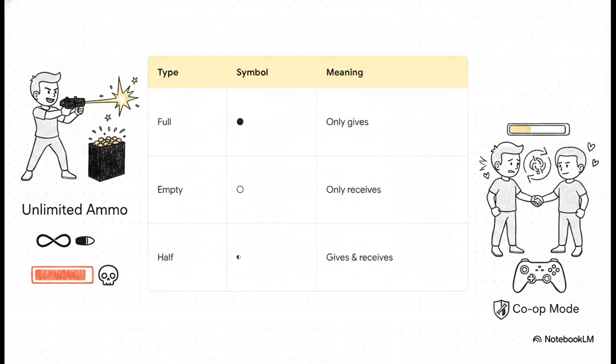And finally, the half-full vertex. This is the half-black circle, meaning the entity both gives and receives. This is your balanced co-op board, where real mutual exchange happens.